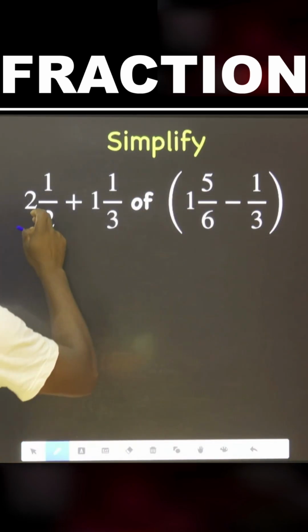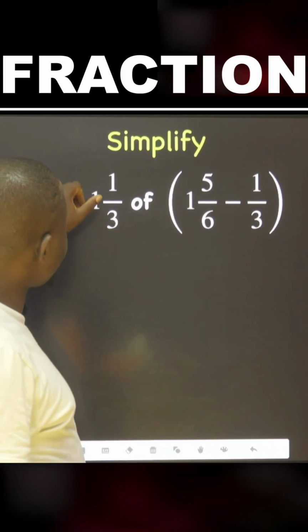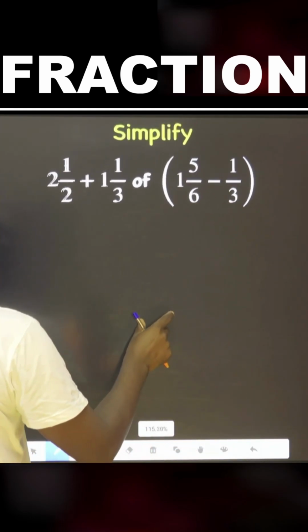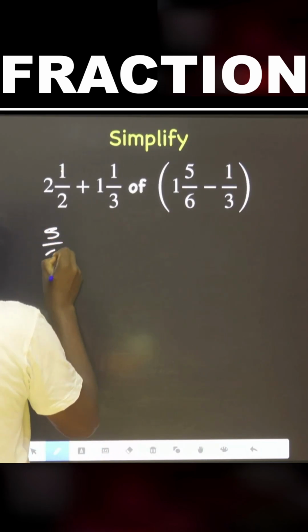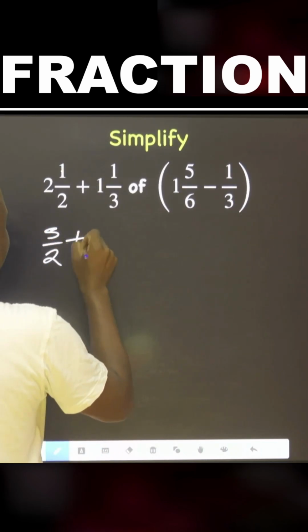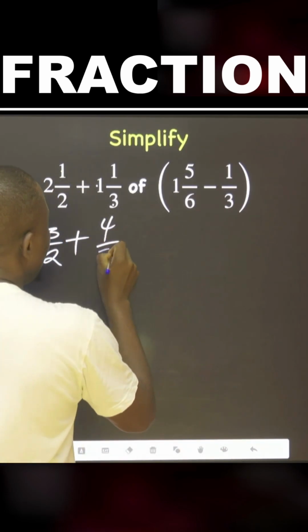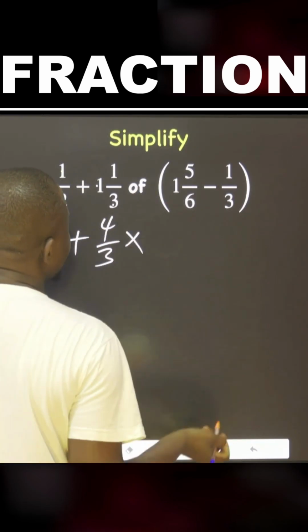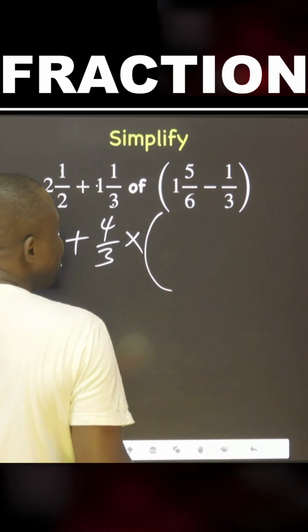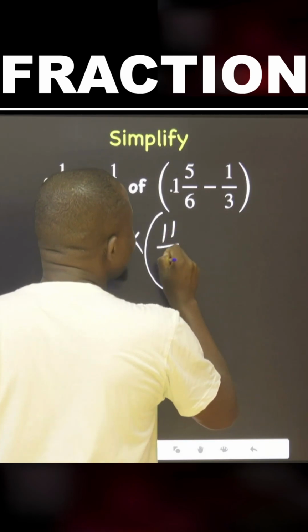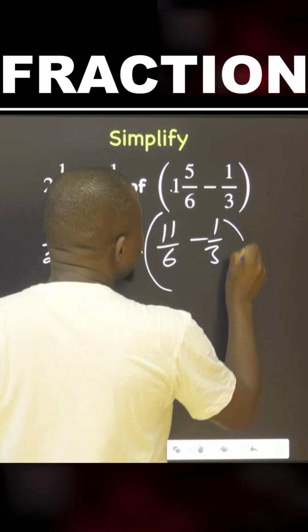So let's cover this. This time this will give us 4 plus this one is 5. That is 5 over 2. This multiplied by this is 3 plus 1 is 4. 4 over 3. This "of" is times. Then we work with this one too. This and this is 6 plus 5 is 11. 11 over 6 minus 1 over 3.